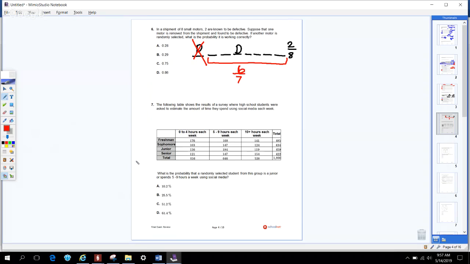I know. 6 divided by 7. Thankfully, they didn't give us that as a distractor. 85 point. There we go. D. My bad. I own that one.